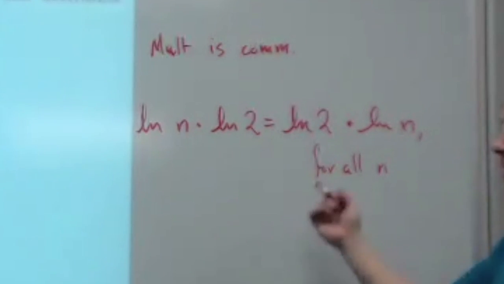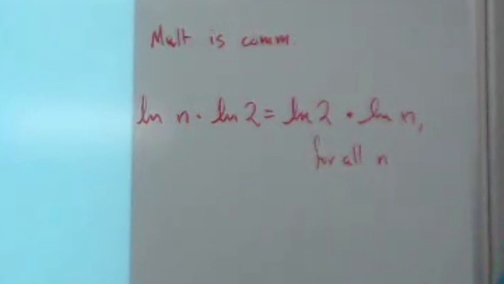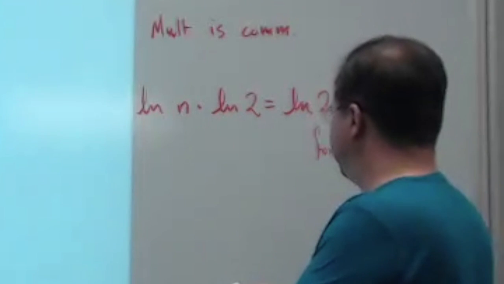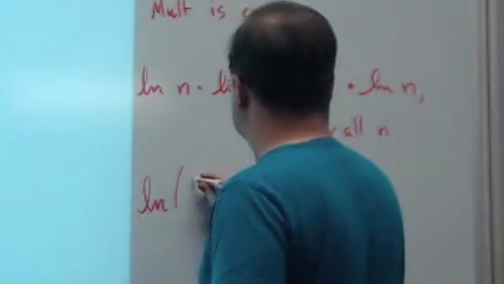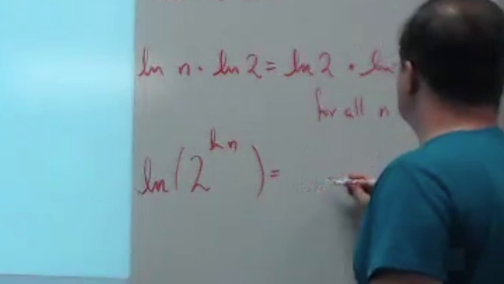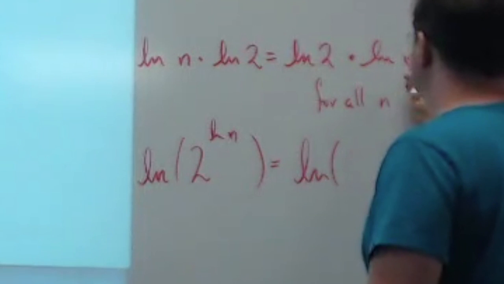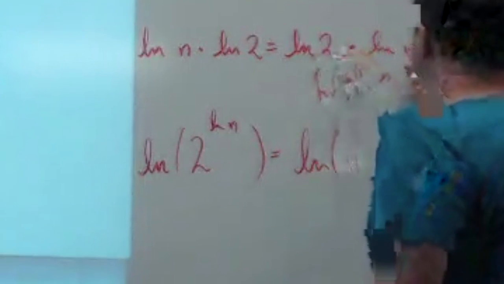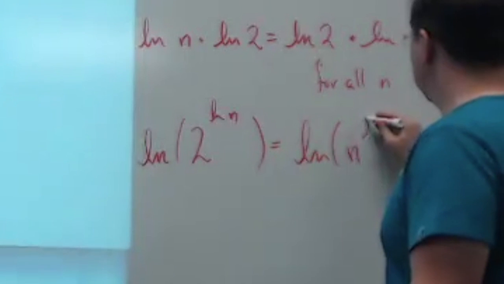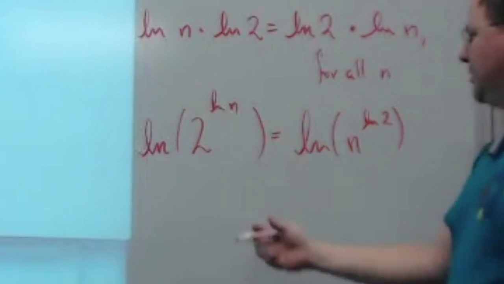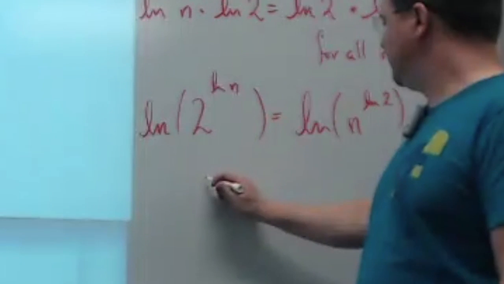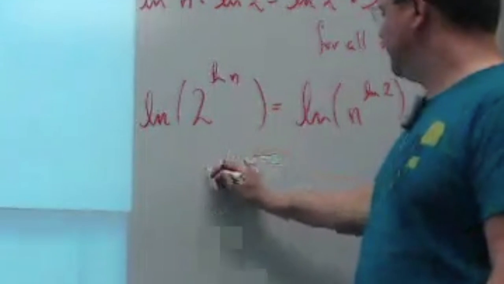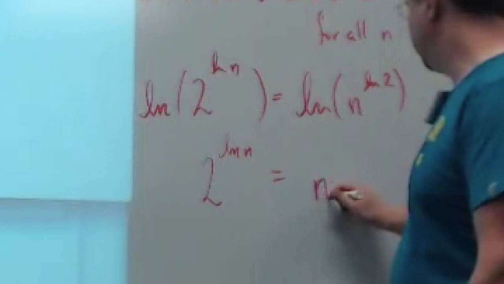And because that's true, using the properties of exponents, it follows that the natural log of 2 raised to the natural log of n is equal to the natural log of n raised to this constant multiple power, ln 2. And because these logs are equal, and the log is a one-to-one function, it follows that 2 raised to the natural log of n is equal to n raised to the natural log of 2.